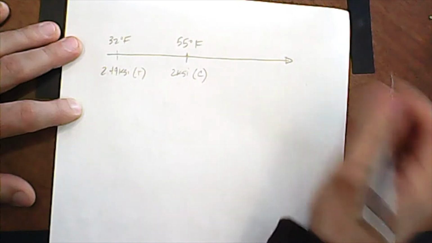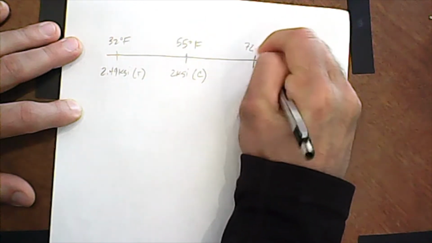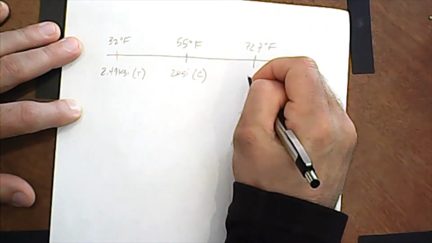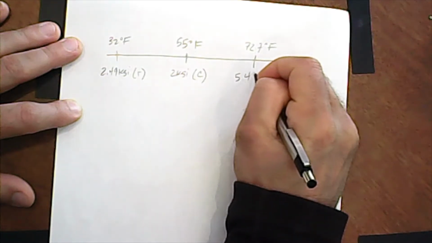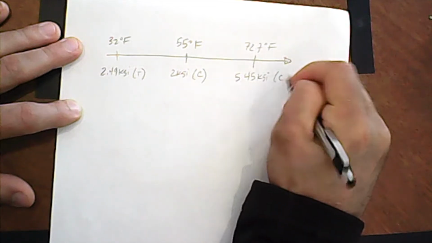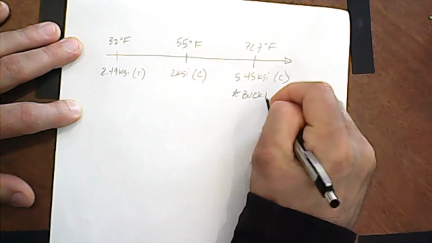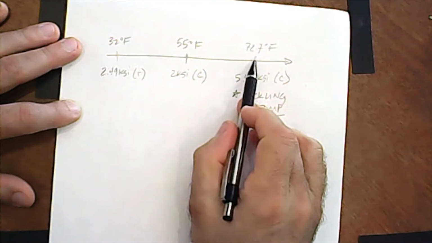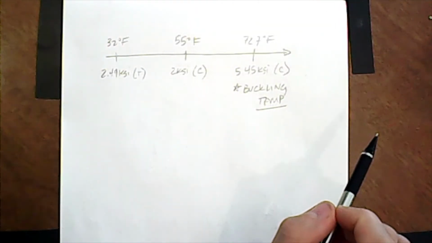Yep. And then we said when we get up to 72.7 degrees Fahrenheit, we end up at our buckling temperature of 5.45 KSI, and that's compression as well. And this here is the buckling temperature, which isn't very high, right? 72.7, we even hit that around here. So that's what you get.